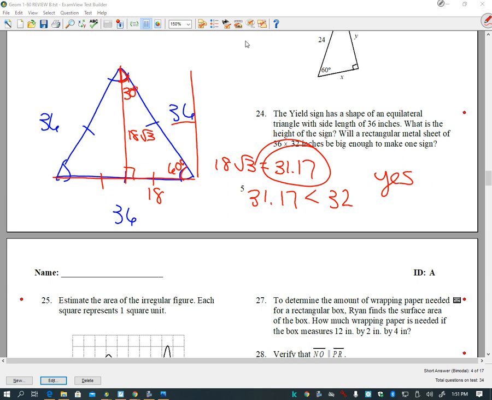Okay, but you got to show the work. All right, even if you're doing 18 squared plus b squared equals 36 squared, I'll take that. If you can't remember your 30, 60, 90 ratios, but you can get to this triangle right here, then you can still solve it.